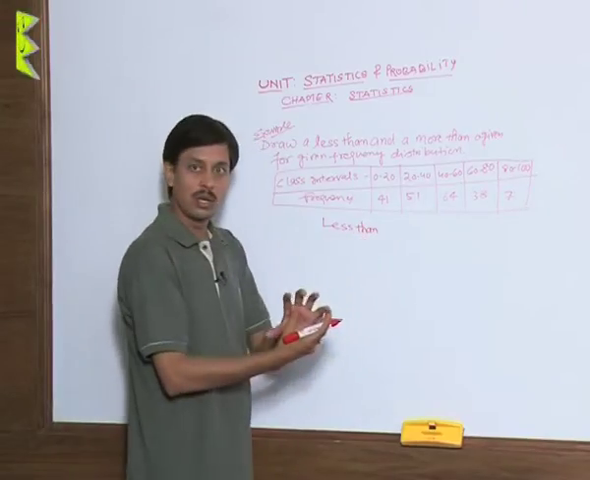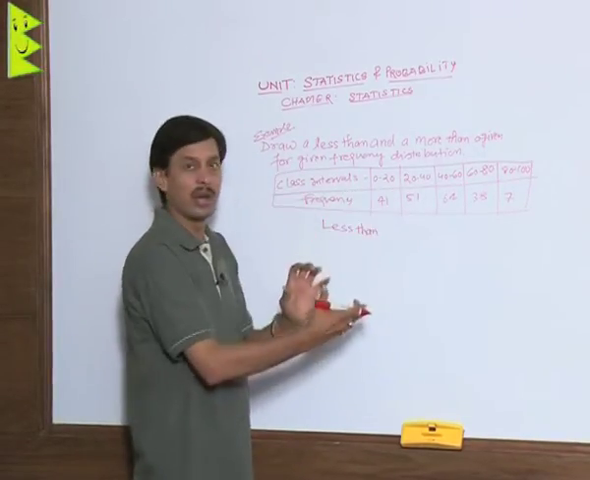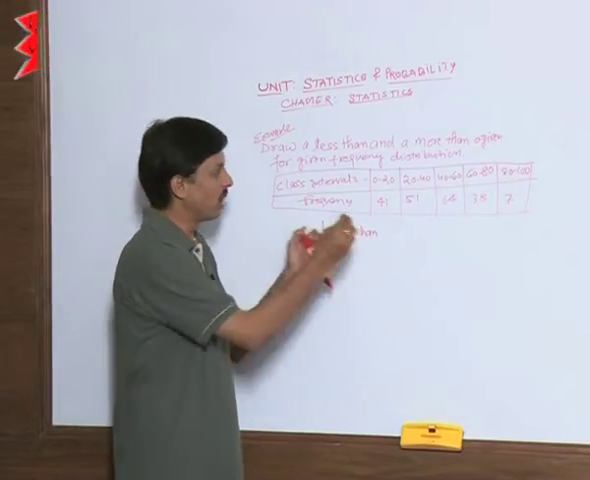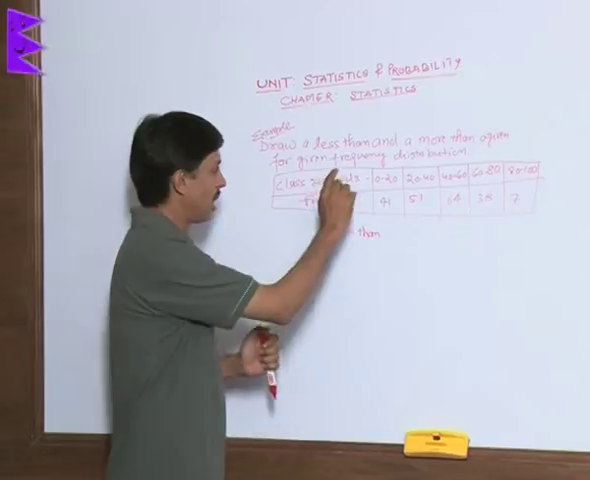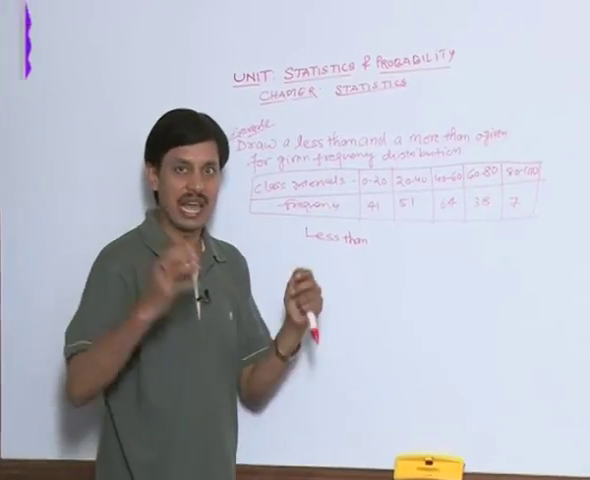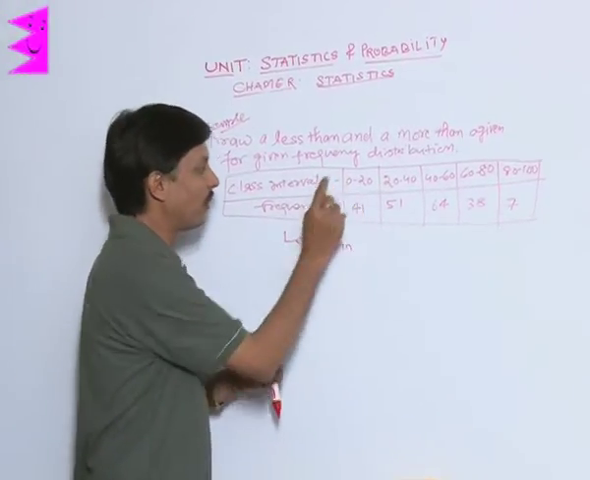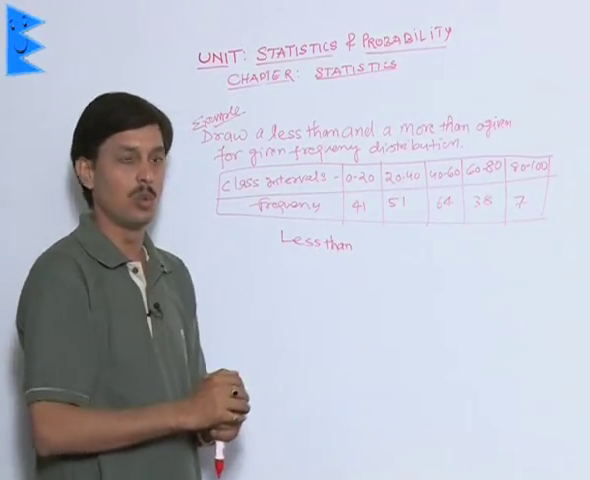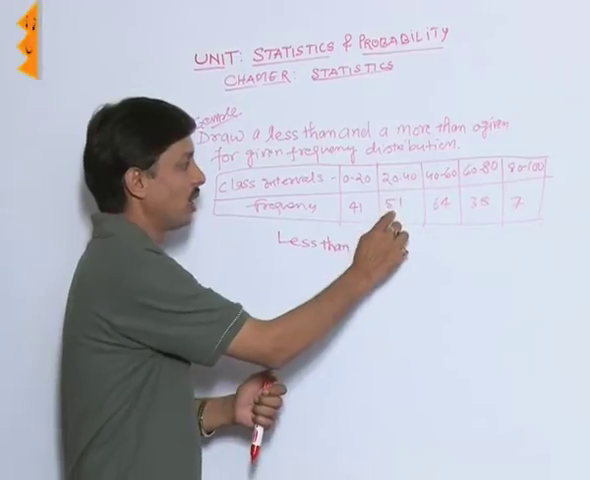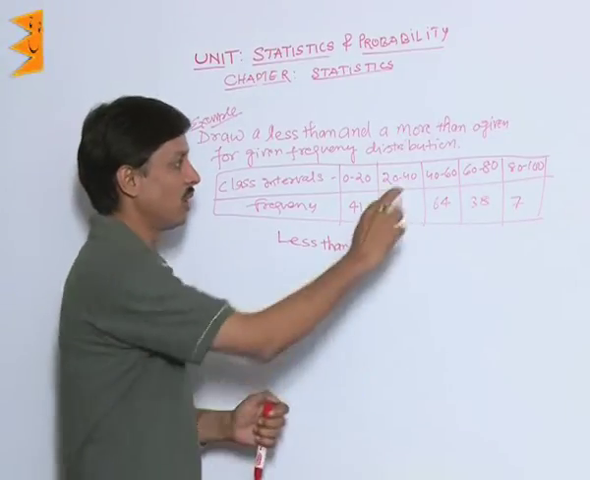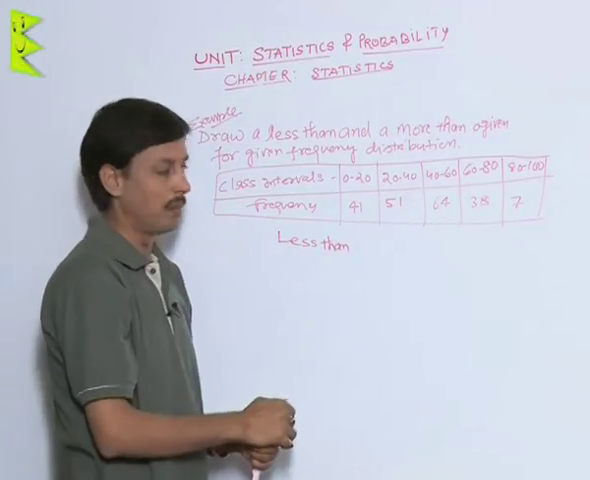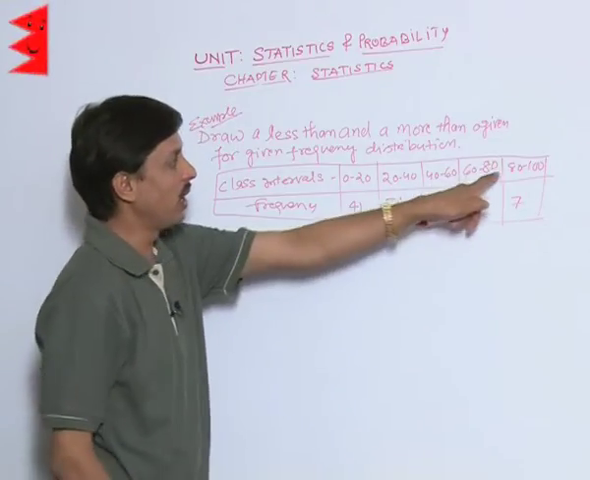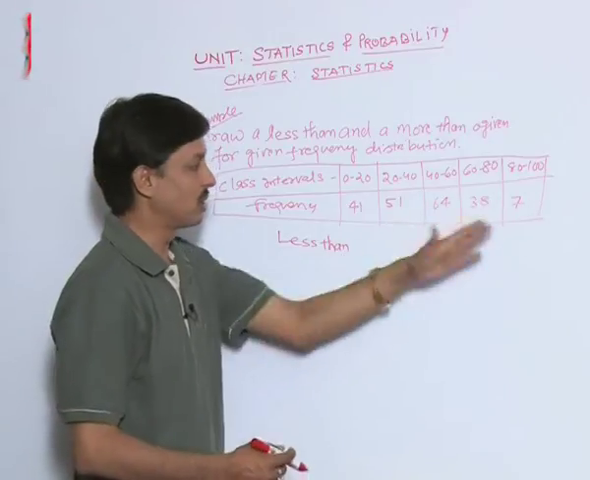And if practically I would like to relate this to an example, suppose there is a class where a certain number of students are there, and one teacher has recorded that 41 students have scored marks between 0 to 20. 20 to 40 have been scored by 51 students. 40 to 60, that number is 64. 60 to 80, that number is 38, and 80 to 100, that number is 7.